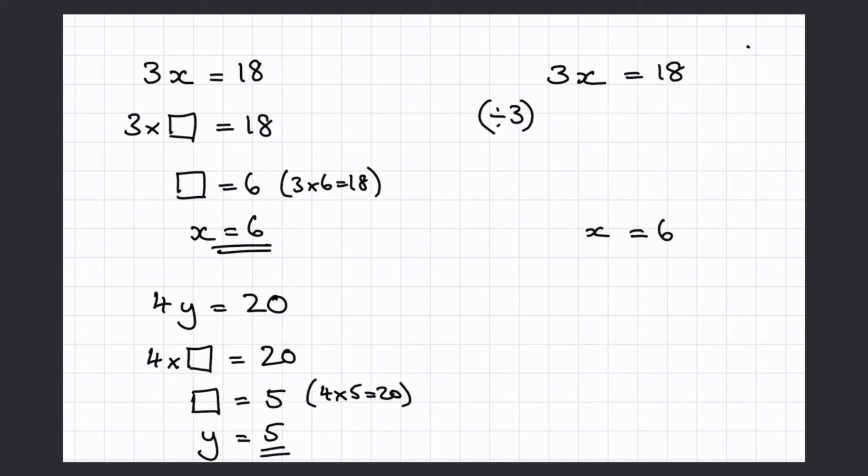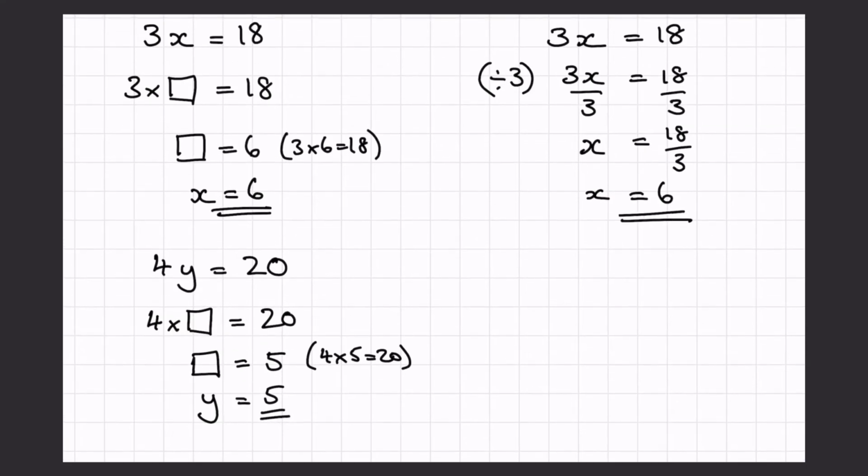Notice how I write it down when we're dealing with algebra. 3x over 3 is equal to 18 over 3. We then end up with x is equal to 18 over 3, or 18 divided by 3. And of course, 18 divided by 3 is equal to 6.